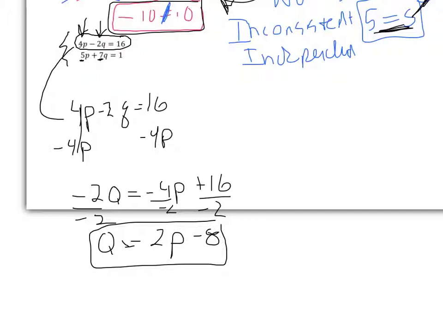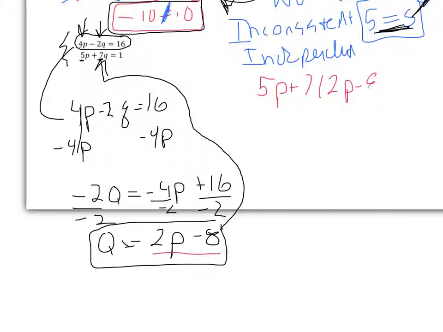Now, when we do our substitution, we have to put this into the other equation. Because we used the first equation to solve this, we're going to substitute this in for the q, where we see it right there. So I'll go ahead and write that over here. So plugging that in, we still have our 5p plus 7 times, plugging this right in there for our q, we have a 2p minus 8 equals 1. So now we have an equation in just p.